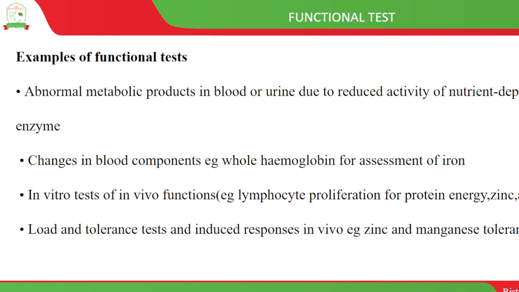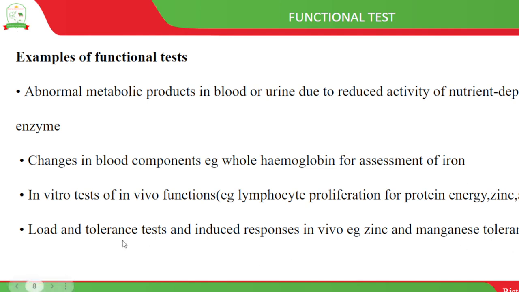Deficiency of iron. Then in vitro tests of in vivo functions, like lymphocyte proliferation for protein, energy, zinc, and iron. If you find out in this test that the lymphocyte proliferation is not really sufficient, lymphocytes being white blood cells, and it's not really as expected, it means there is some deficiency in protein, energy, zinc, and iron.